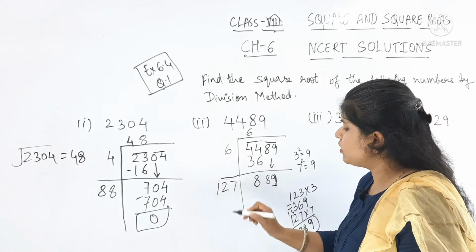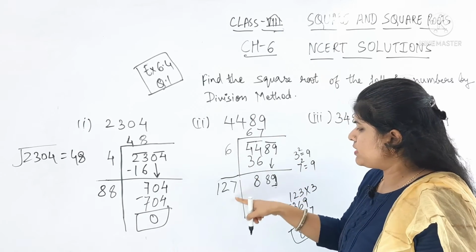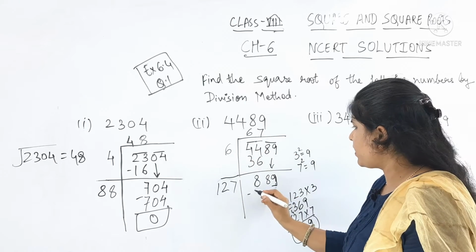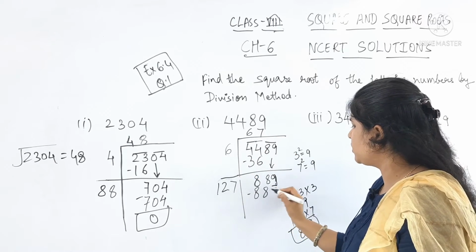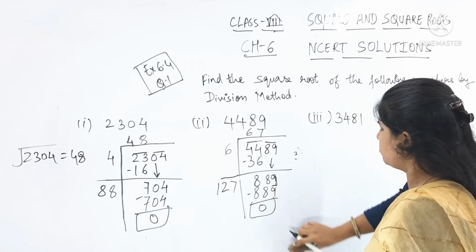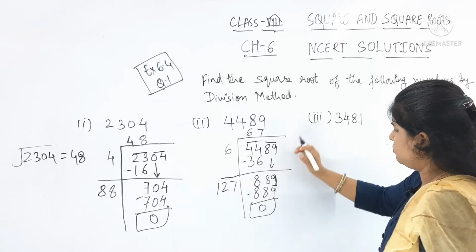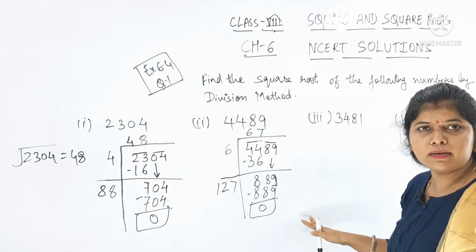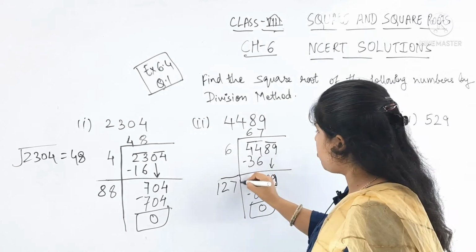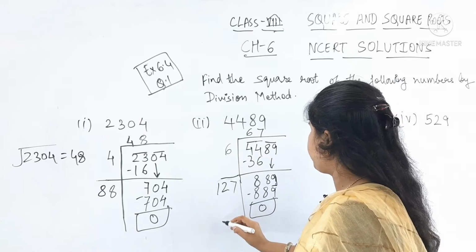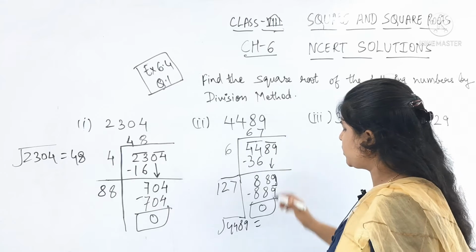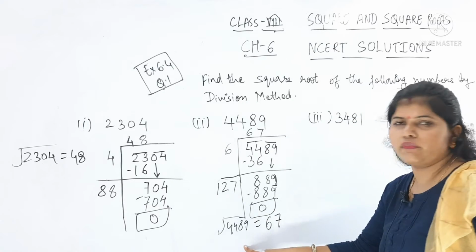So what you have to write here, 127 into 7. This should be the same number here. So minus 889, I am getting 0. So this is your answer. You should calculate the multiplication and all in your rough work. This is your long division method, and under root of 4489, the quotient is 67. 67 is the square root of this one.